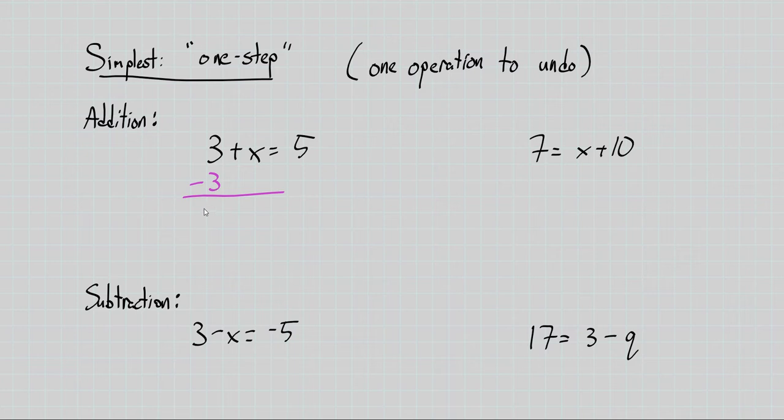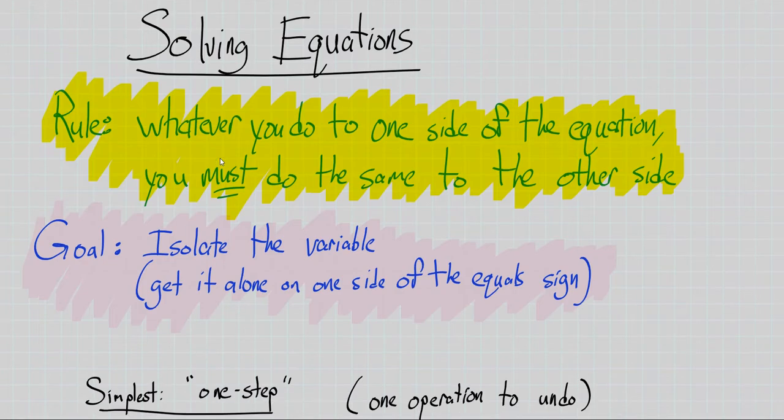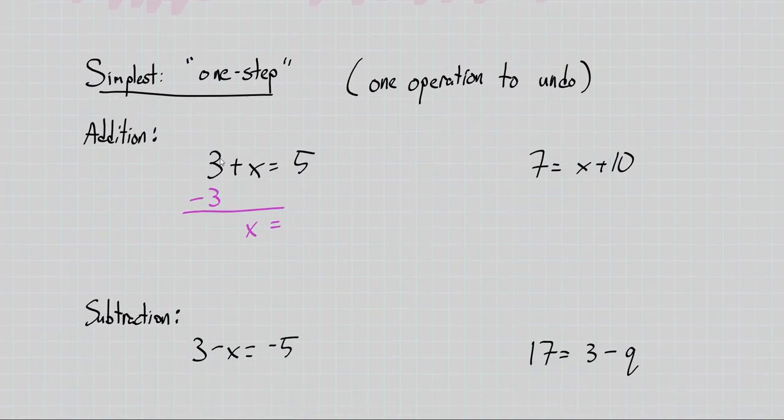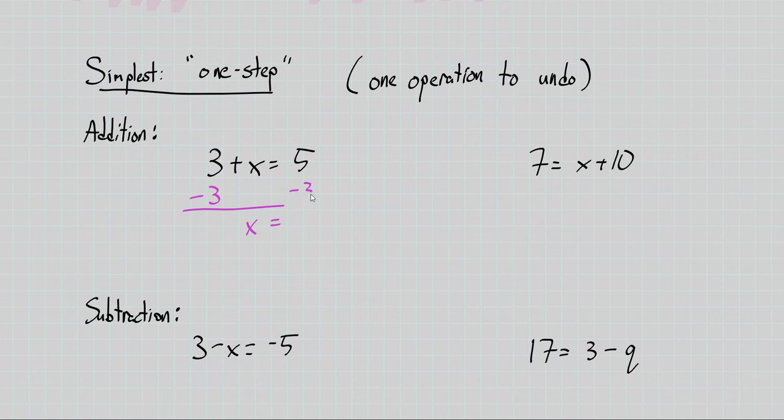3 minus 3 is 0. x minus nothing is x. And on the right-hand side, I can't just write 5. That's a mistake. I subtracted 3 over here, and the rule to follow is that whatever I do on one side, I must do on the other. So I'll subtract 3 over here as well. 5 minus 3 is 2. And we can always check by putting a 2 back into here. 3 plus 2 is 5. Yes, that does work.